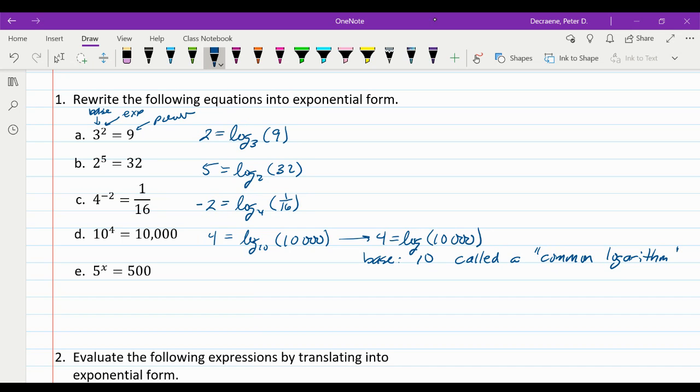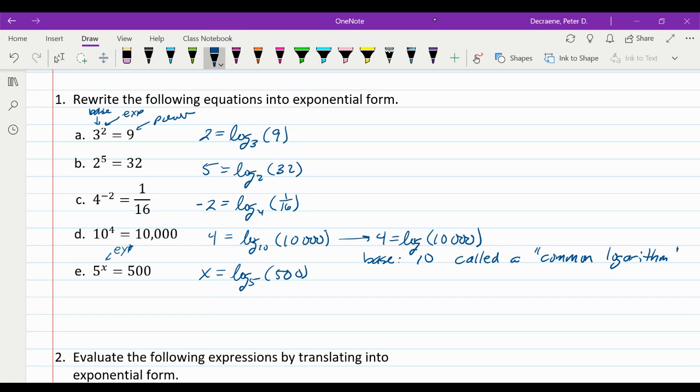This last one, x is the exponent here, and so I can rewrite this as x equals log base 5 of 500. And that's how we're going to end up solving exponential equations. If we want to get a variable out of the exponent, we've got to rewrite as a logarithm.